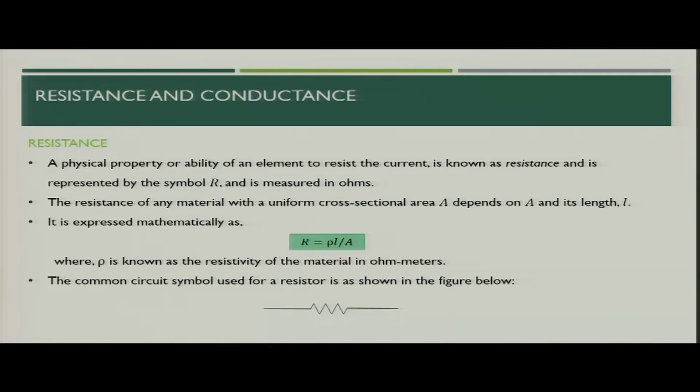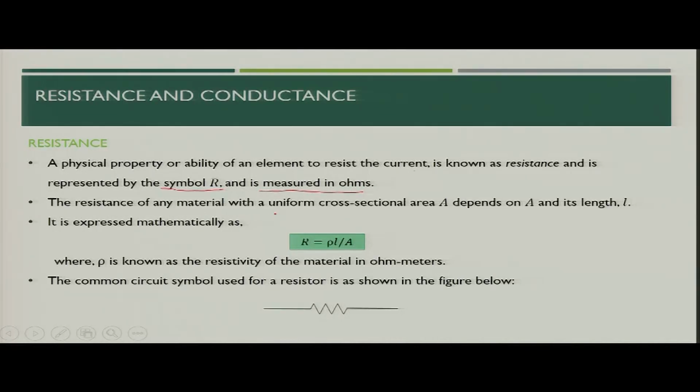So, let us see what is resistance. Resistance is a physical property or ability of an element to resist the current. Basically, whenever the current flows in a particular element, it tries to oppose the flow of current. That property of that element is called resistance. Now, how will you represent this resistance? The symbol is R. In the literature the symbol R is most commonly used for the resistance and it is measured in ohms.